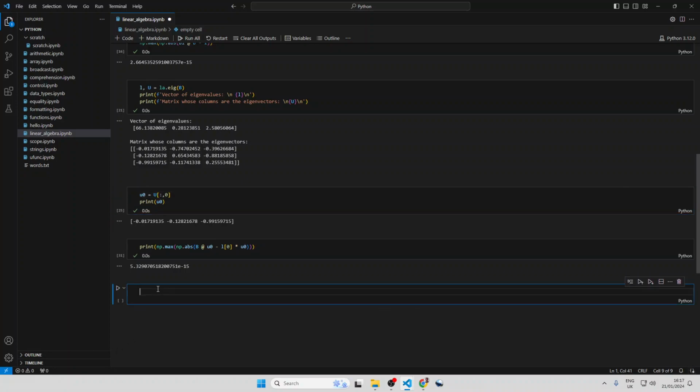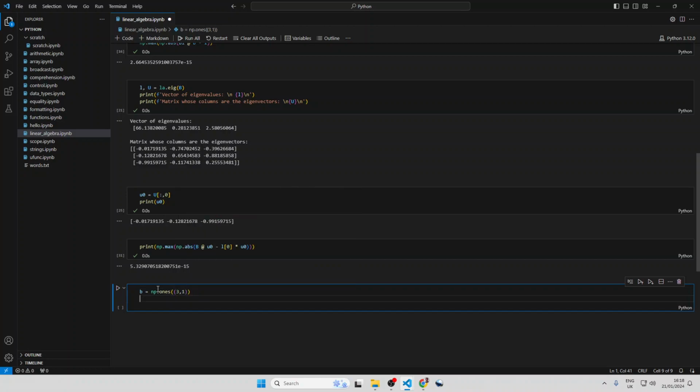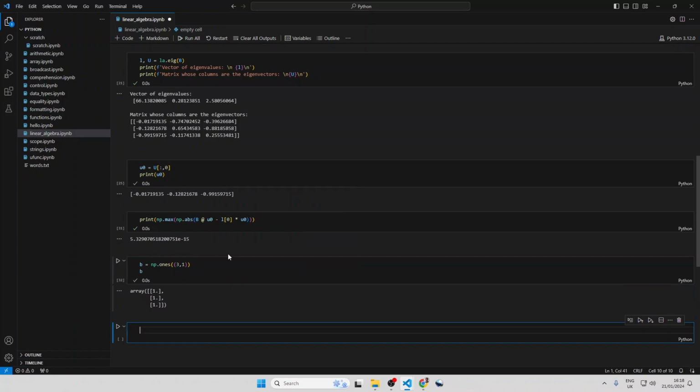Then one other thing to do. Let's look at the problem of solving a system of linear equations, right? So let's do, b is a column vector of 3 ones. Okay, and then let's try and solve the equation Bx equals b.